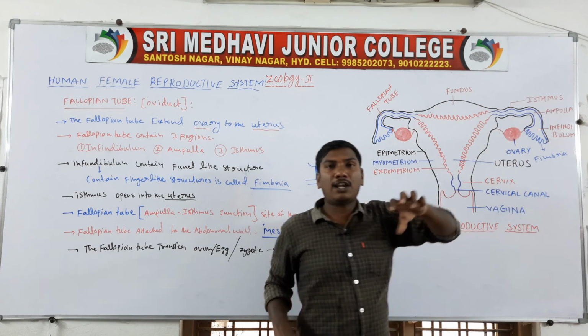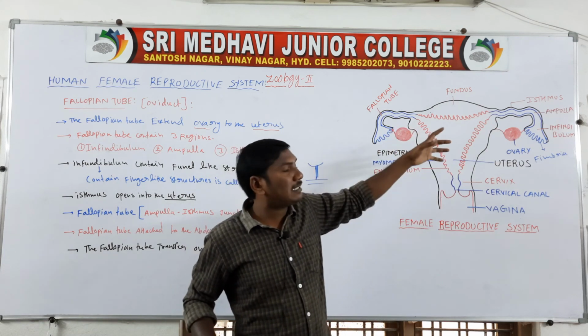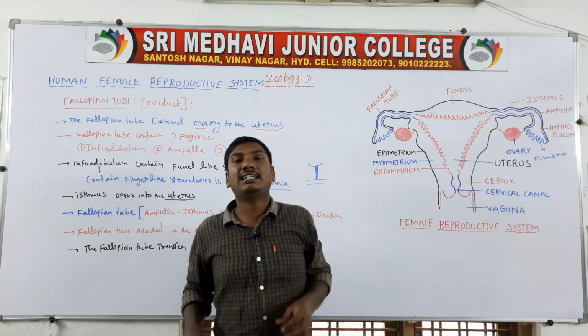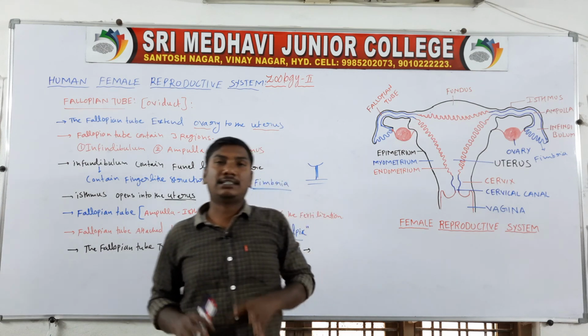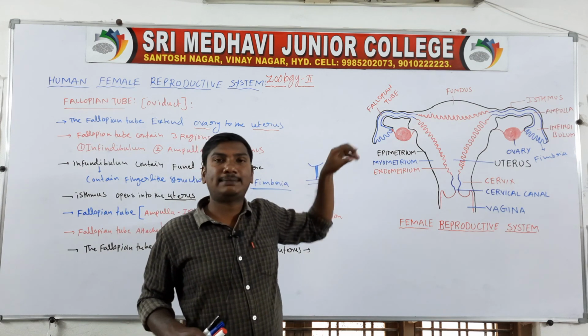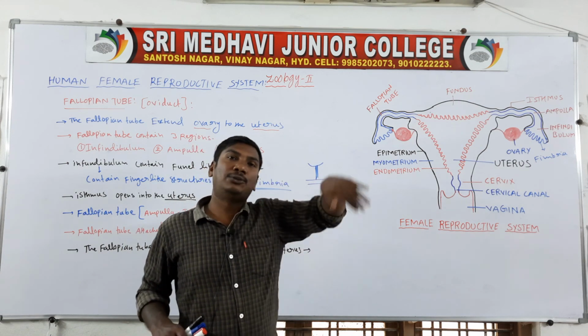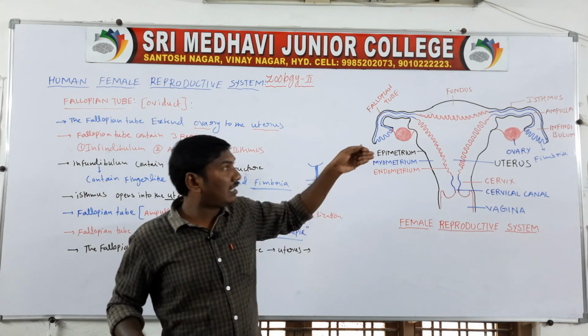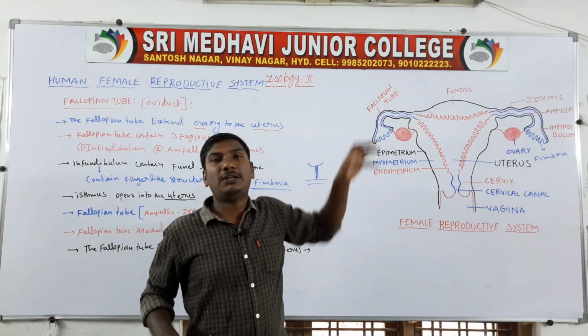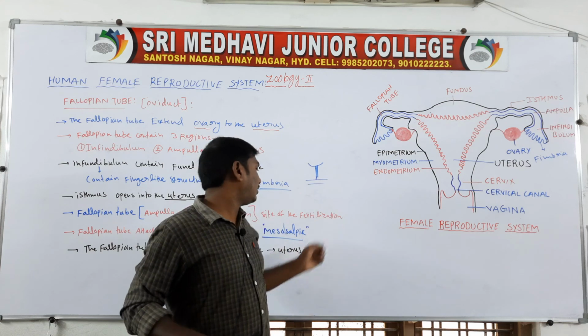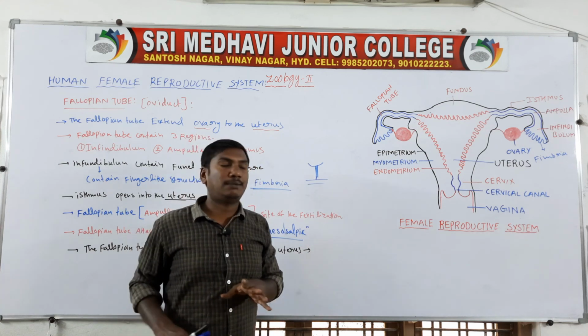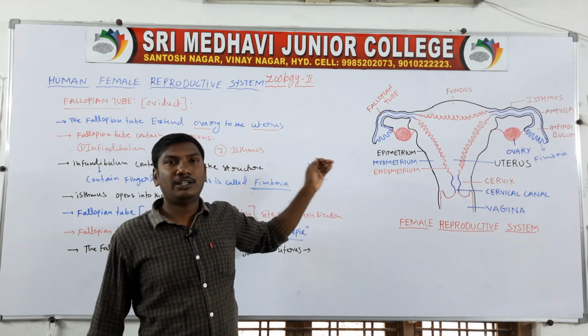Next one, the ampulla isthmus junction is the site of the fertilization. Next one, the fallopian tube transfers the ovum or zygote to the uterus. Next one, the fallopian tube attaches to the abdominal wall through the mesosalpinx. So these are the fallopian tube.